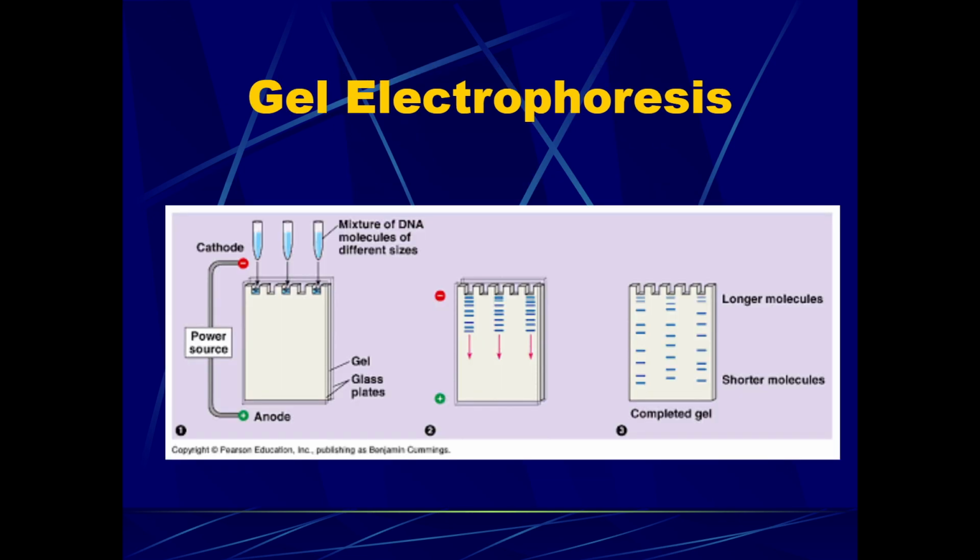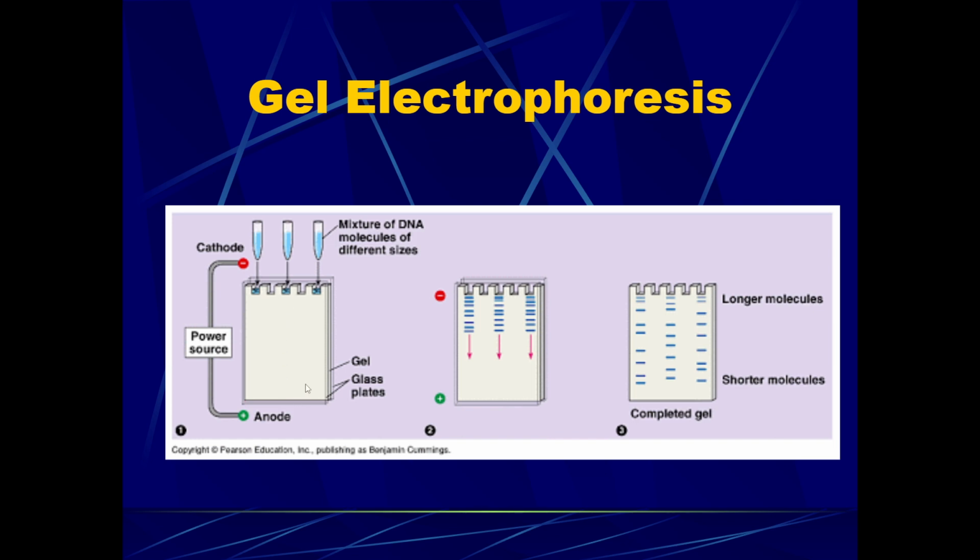So here you can see the setup for gel electrophoresis. You would have a negative charge on the cathode side. You would apply a mixture that contains the cut up DNA. And then you would have a positive charge at the anode on the other side, and that would pull the negatively charged DNA towards it.